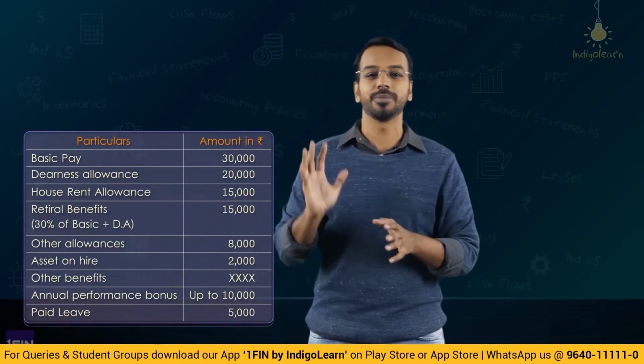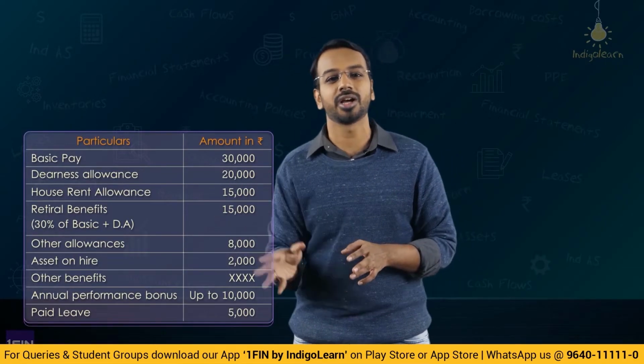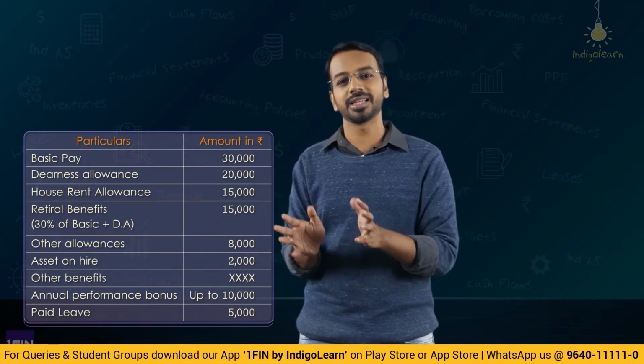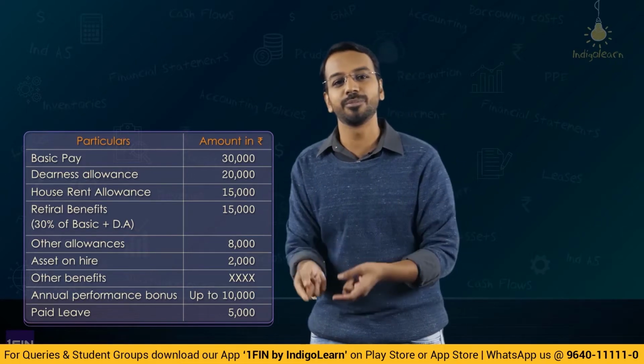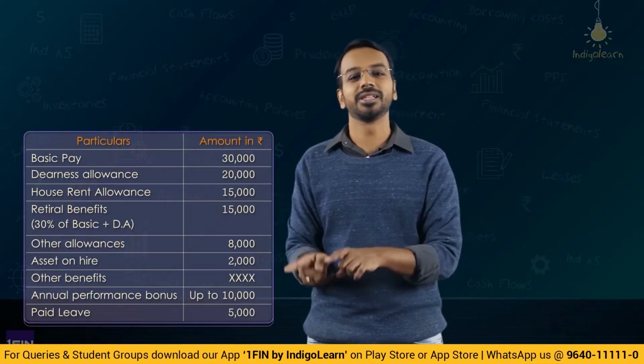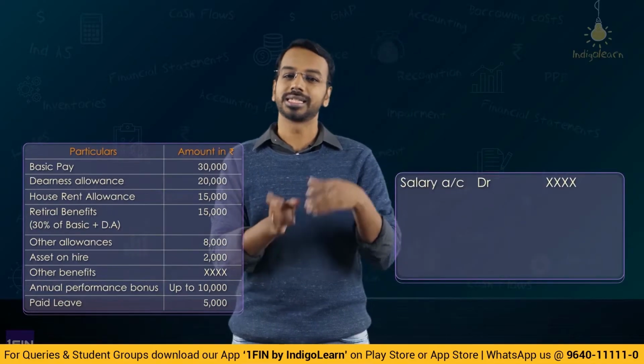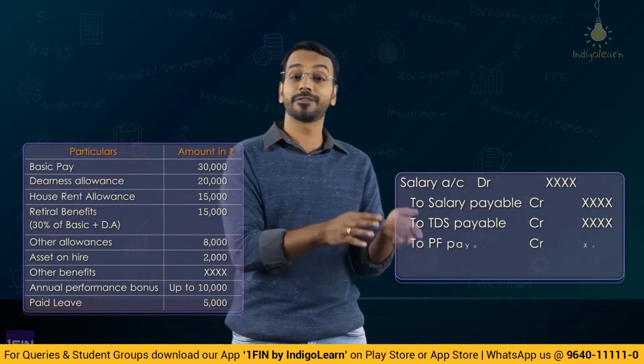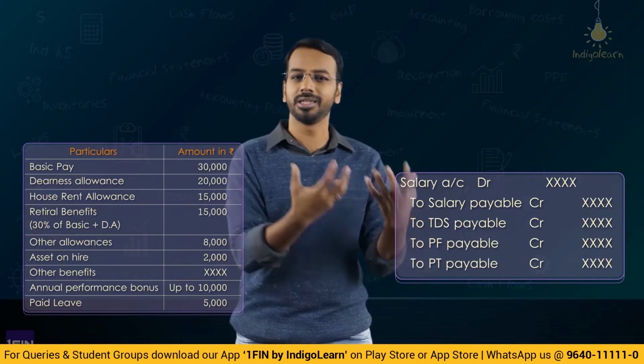Now, the reason why I am giving you this example is not to tell you how to choose an employment or how to analyze the CTC. What I am trying to bring forward to you is, there is a component which the company paid me on a monthly basis. The basic, the DA, the HRA, the other allowances was paid to me on a monthly basis. For this, accounting is pretty simple, because every month the company pays me salary. I will say salary account debit to salaries payable, to tax payable or TDS payable, to PF payable, to PT payable. This is a monthly entry.